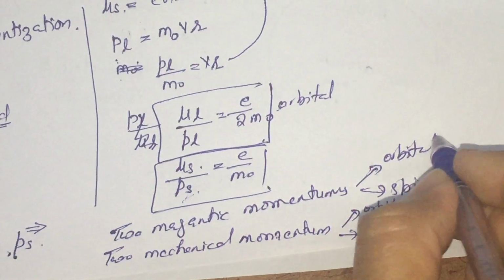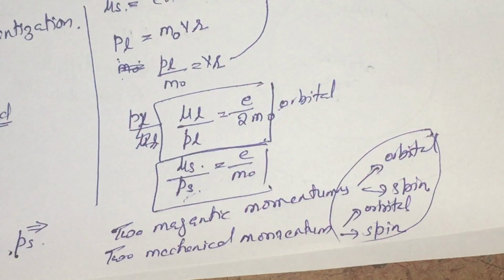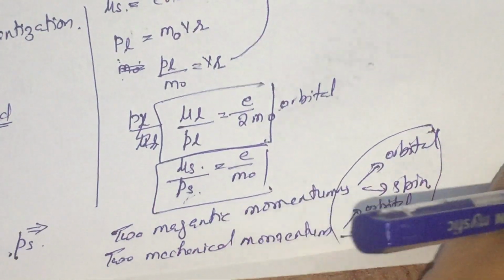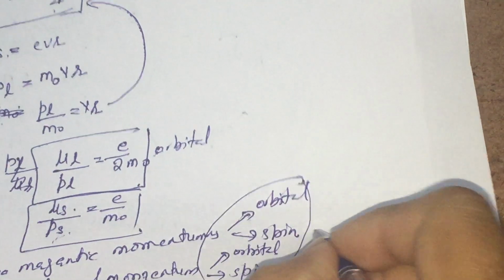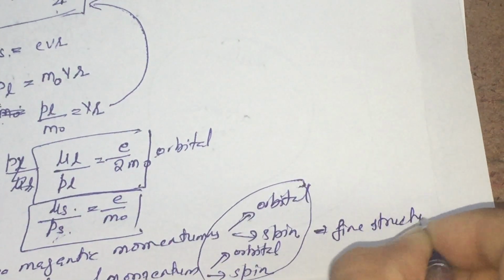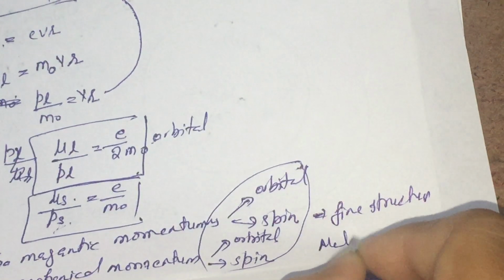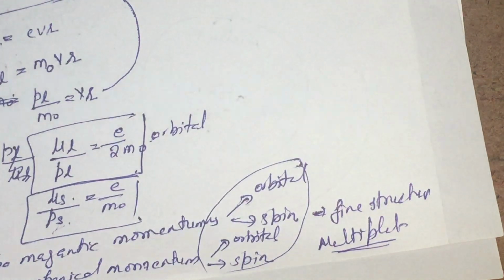And due to the interaction of all these four momentas, we are able to explain the fine structure, or we can say the multiplet structure, of the spectra very easily.